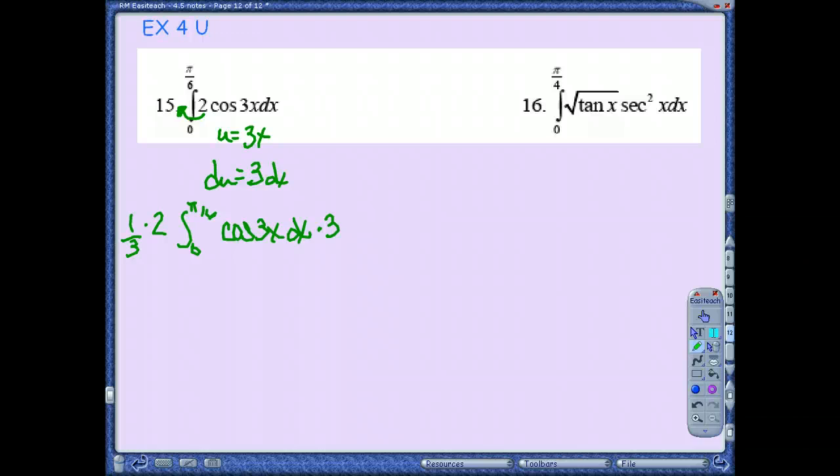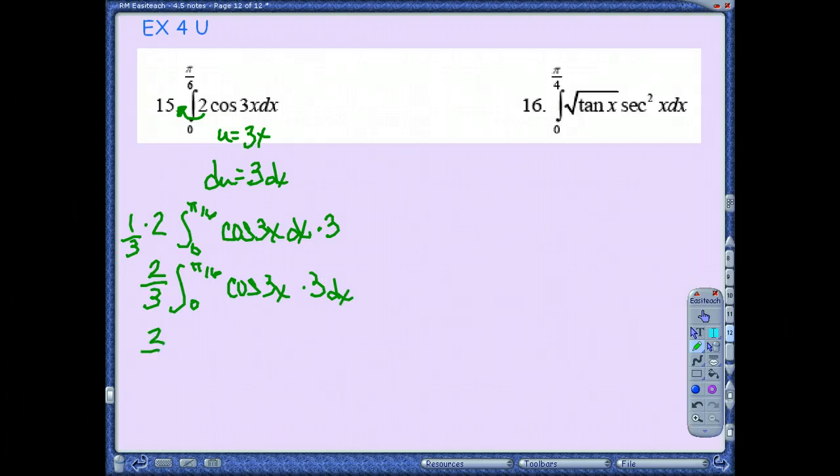Just do each step at a time. I didn't need the 2, move it out. I needed the 3, move it in. Make sure you're counteracting anything that you put in with its reciprocal. So now I have 2/3. I'm going from 0 to pi over 6. Okay. And I have everything that I need.